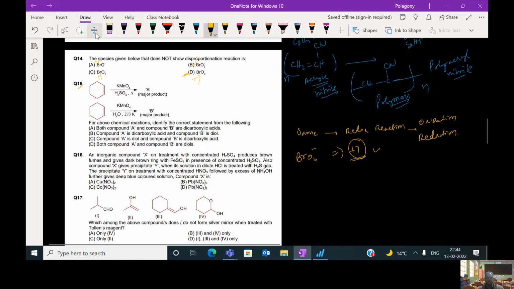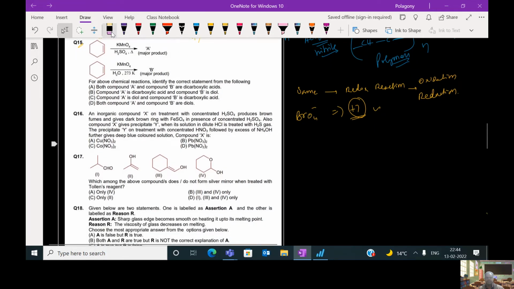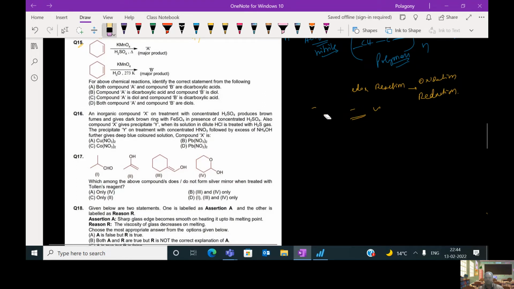Now question number 15. If you look into question number 15, what is the question given? A compound is given, a cycloalkene is given.